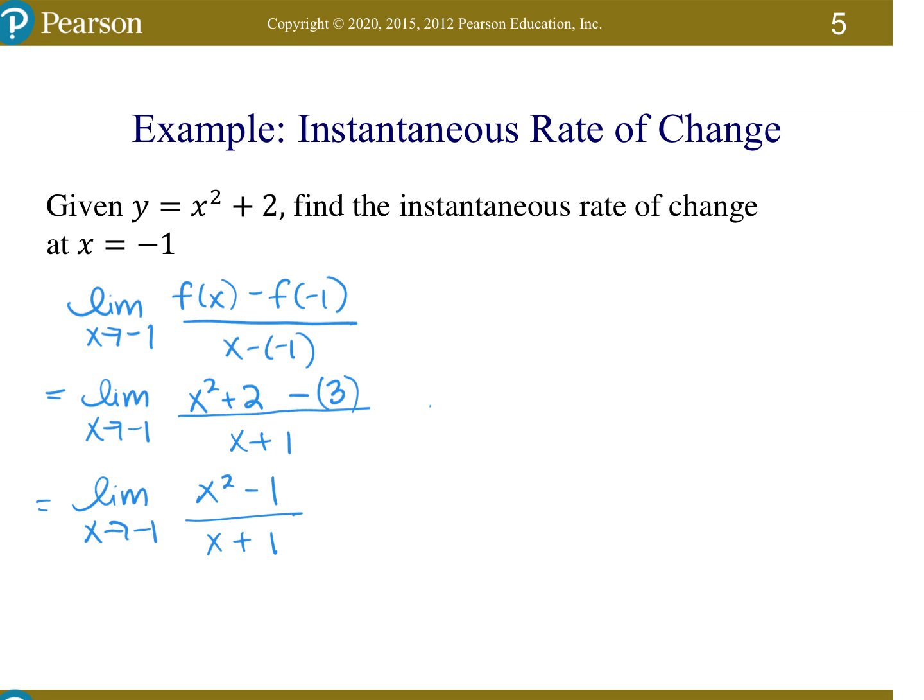If I plug -1 in here, I am going to get 0 over 0, which we know is an indeterminate form, which means we need to go back and do one of the things we would do with indeterminate forms, which is factoring in this case. So we want to proceed with limit notation because I'm still doing algebraic techniques. And we factor this into x plus 1, x minus 1 over x plus 1.